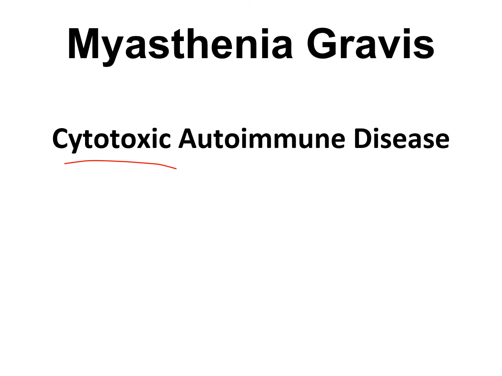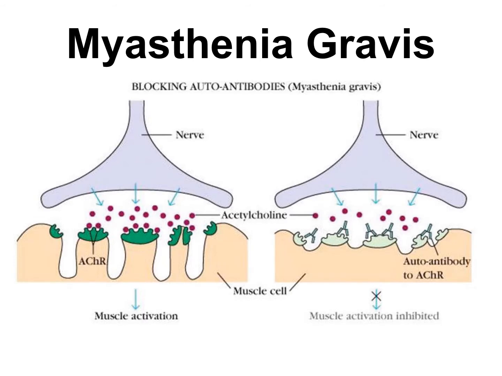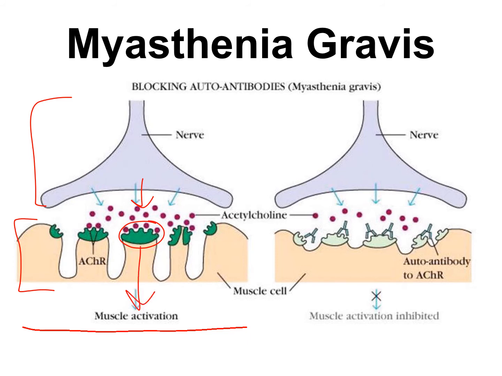Myasthenia gravis is a type of cytotoxic autoimmune disease. And in myasthenia gravis, there are antibodies which block the stimulation of muscle cells. And so that results in a type of paralysis. Under a normal situation, you have the neuromuscular junction. So here is the neuron, here is the muscle cell, and you know that the neuron will release acetylcholine to bind to receptors on the muscle cell and stimulate a contraction.